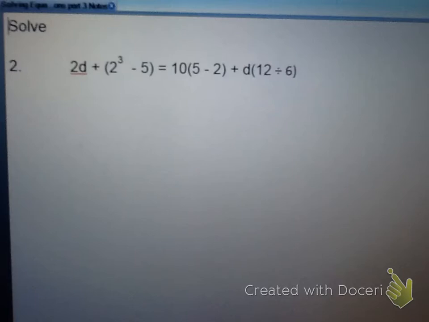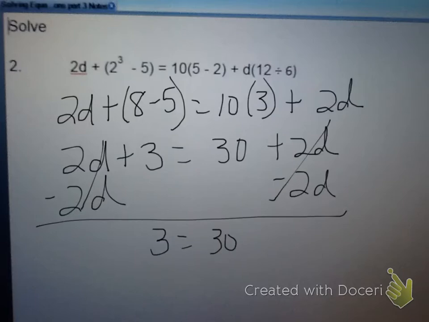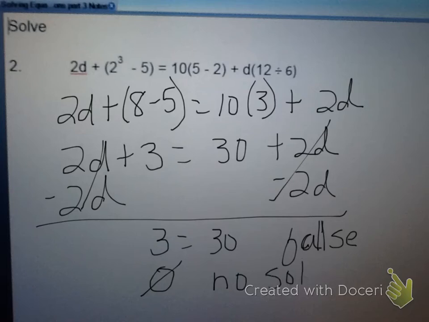Try to do number 2. Okay, after simplifying the left side and then the right side, your variables go away and you get 3 equals 30. 3 does not equal 30. That is a false statement. So the answer is no solution, or you could put a 0 and a slash through it.